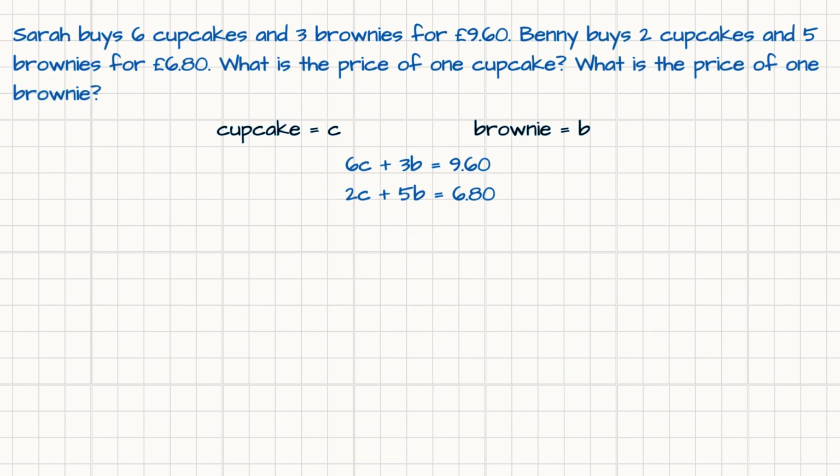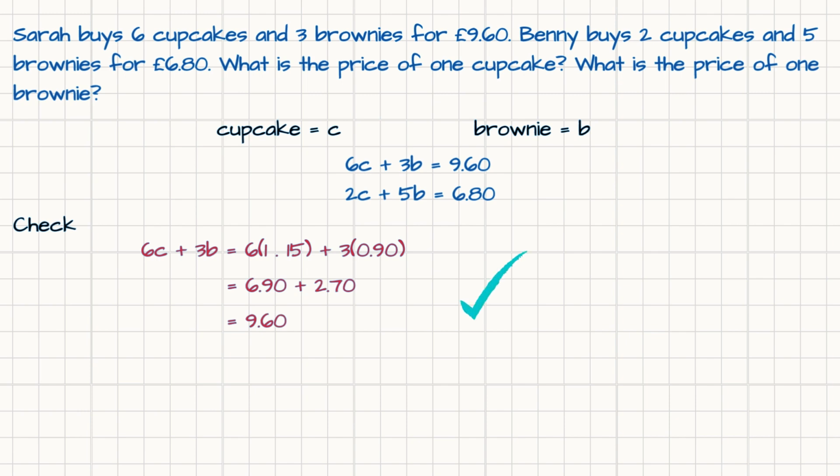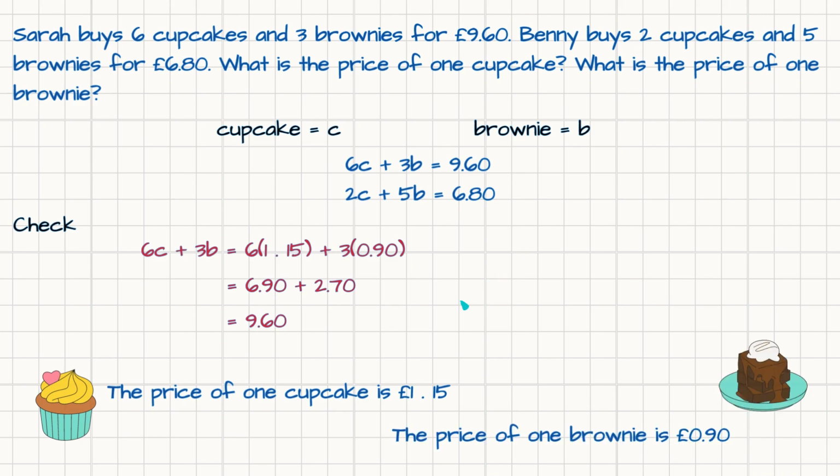As before, let's check our values are correct. We'll use the first equation this time, and we can see that substituting both values yields the correct answer. So there we have it. The price of one cupcake is £1.15 and the price of one brownie is 90p.